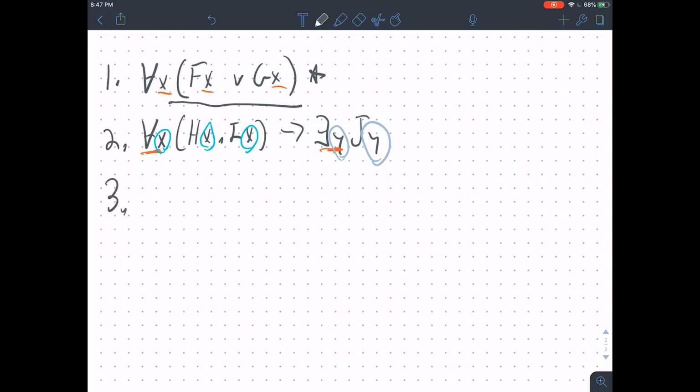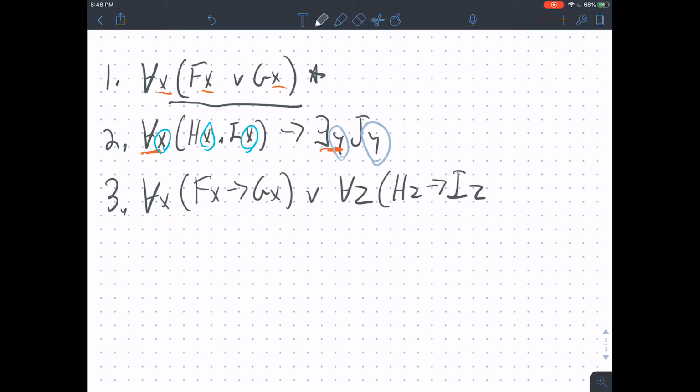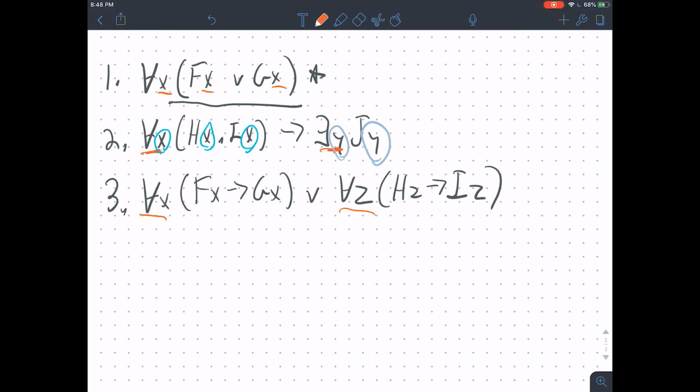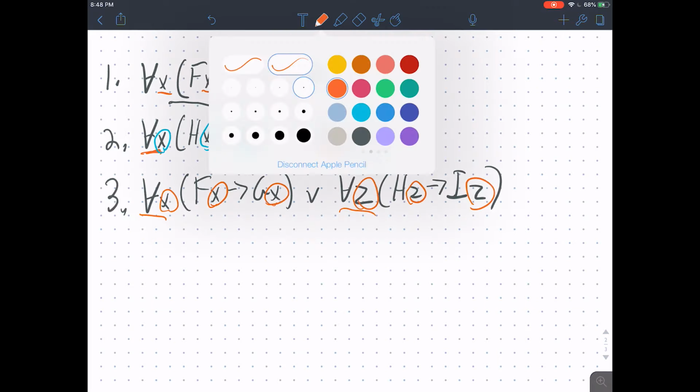Next one is this. Again, we've got two universal quantifiers here. This one binds x's, and inside of its scope, we've only got x's. This one binds z's, and inside of its scope, we only have z's.